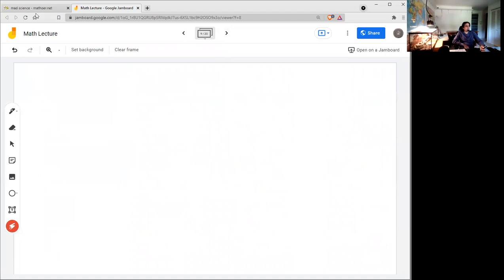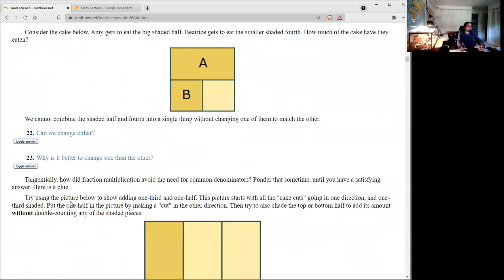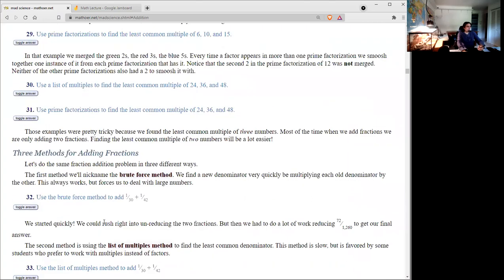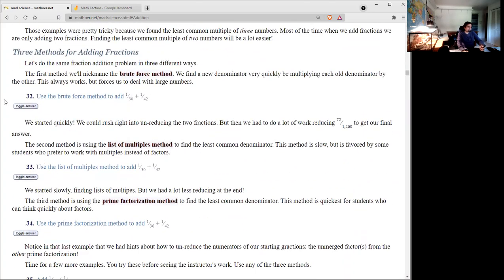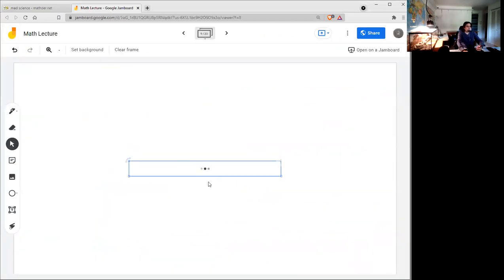So on our website, if we go to Mad Science, Smushing Numbers Together, the girl with the chemistry stuff, and fraction addition and subtraction, I'm skipping a bunch because I'm assuming you know these things. There are 3 methods for adding fractions. So let's look at that.